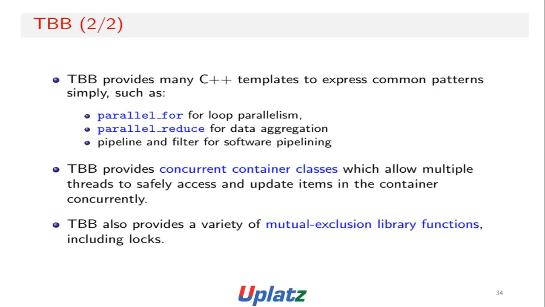TBB provides many C++ templates to express common patterns simply, such as parallel for loop parallelism, parallel reduce for data aggregation, pipeline and filter for software pipelining. TBB provides concurrent container classes which allow multiple threads to safely access and update items in the container concurrently. TBB also provides a variety of mutual exclusion library functions, including locks.